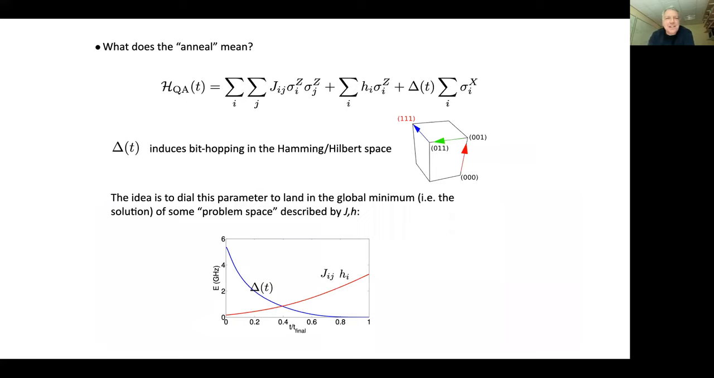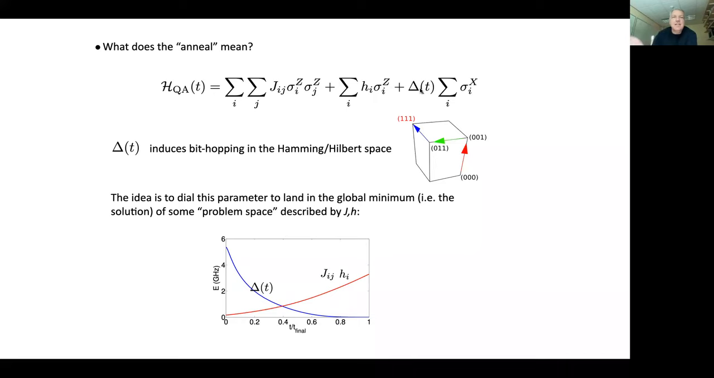So this is the Hamiltonian, just recalling that for you. You remember it's got the Z parts, and then it's got the sigma Xs. And the idea of the sigma X with this coupling, the delta here, is that if I turn on the delta, it will induce hopping in the Hilbert space. If I turn off the delta, what happens is it tends to just sit there.